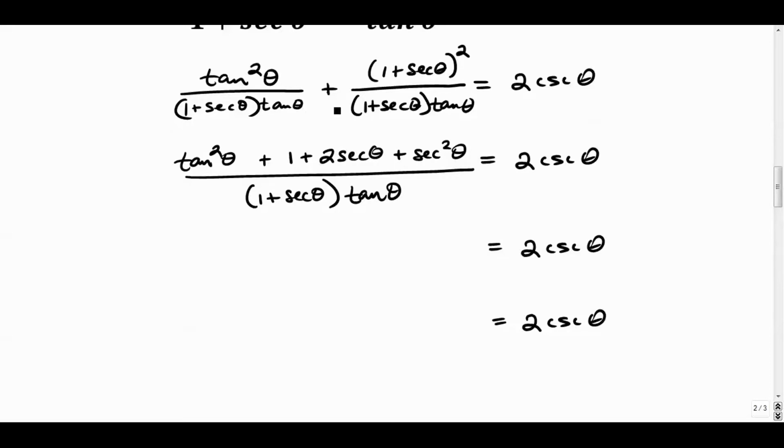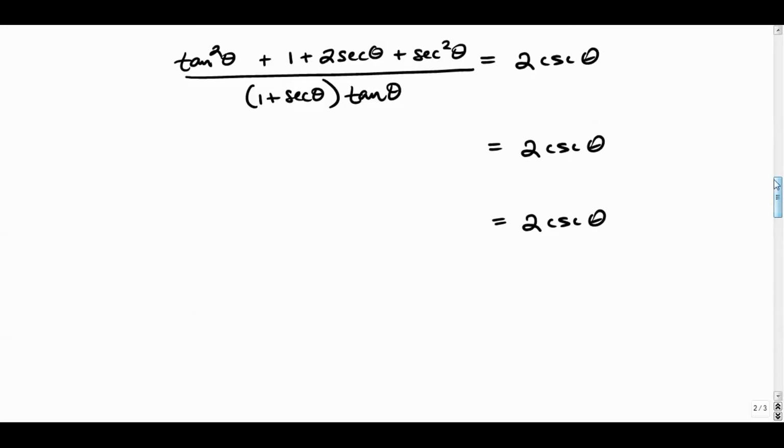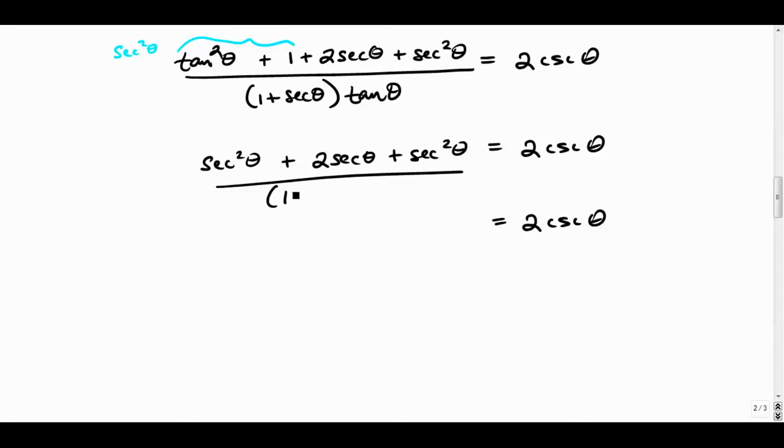When you add fractions, you just keep the denominator and add your numerators. Okay? You can see a nice Pythagorean identity right here. That is equal to secant theta, right? Tangent squared theta plus 1 is equal to secant squared theta, pardon me. So I'll make that substitution now. I'll rewrite the entire numerator and the denominator as well.